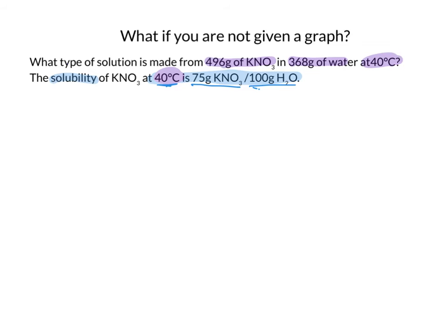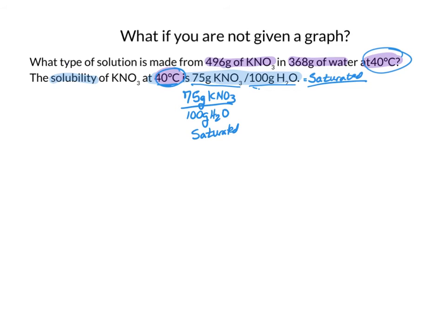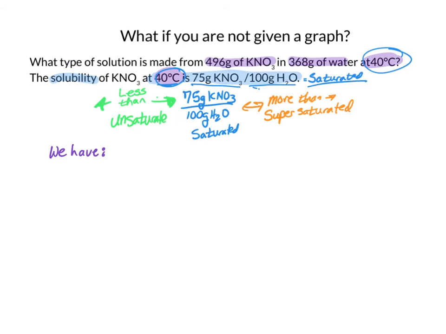Now obviously there's a lot of numbers there and it might be a little confusing. The main thing we need to know is that the temperatures we're looking at are the same, 40 degrees Celsius for both of these solutions, and that the saturated solution is going to be if there's 75 grams of KNO3 per 100 grams of water. That's what the solubility tells us. If we have less than that ratio, then it's going to be unsaturated. If we have more than 75 grams of KNO3 for 100 grams of water, it's going to be a supersaturated solution. So we're going to do that ratio. We're going to find out what the ratio is if there were 100 grams of water, just like we did in the previous questions, and then we can see what type of solution we have.